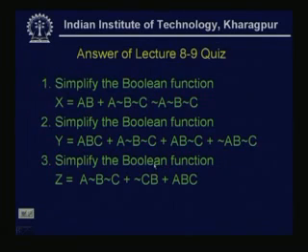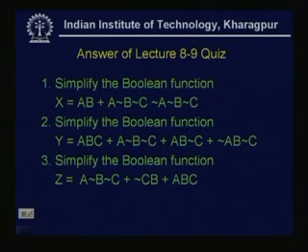So, now we see the last part, the answers of the quiz. The three questions we have given are mainly about the simplification of a Boolean function. All three questions are nothing but 3 variable function reductions. So, just now we have discussed the same way.